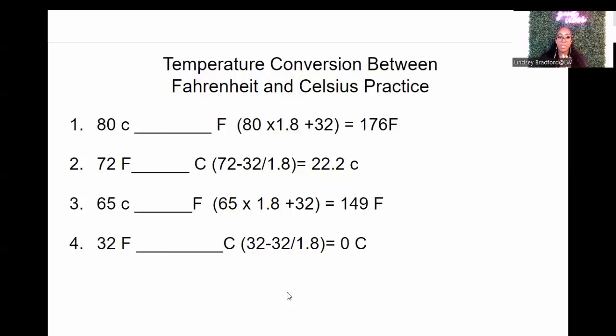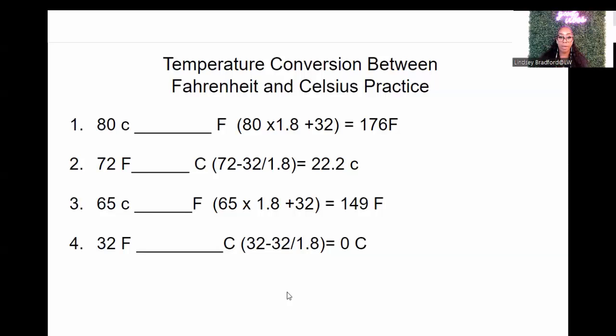So when we're going from Celsius to Fahrenheit, it's going to be 80 times the 1.8 plus the 32. What are your key numbers in this? The 1.8 and the 32. 1.8 and 32 are your key players when we're thinking about temperature conversion. Knowing what to do with them is something different. Are we adding, multiplying, or are we subtracting and dividing? When we're going from Celsius to Fahrenheit, we are multiplying and adding, so we get to that 176.